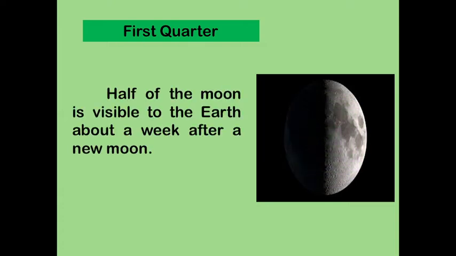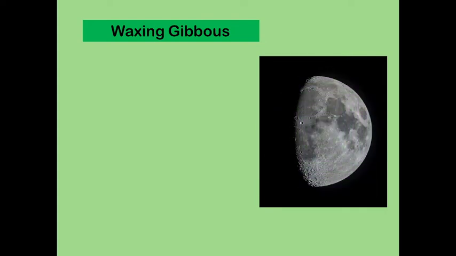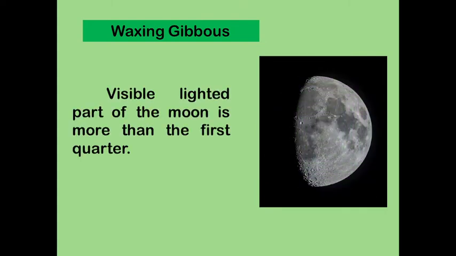First quarter. Half of the moon is visible to the Earth about a week after a new moon. Waxing gibbous. Visible lighted part of the moon is more than the first quarter.